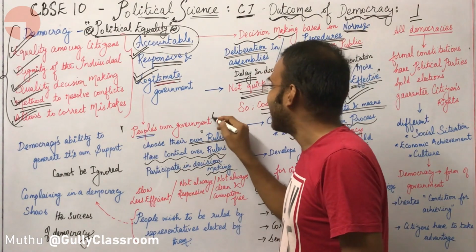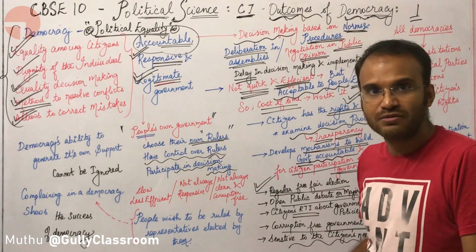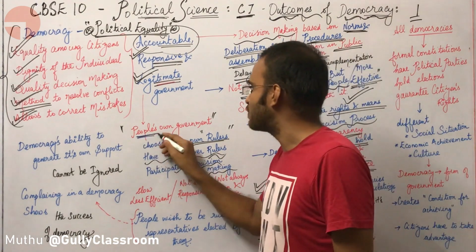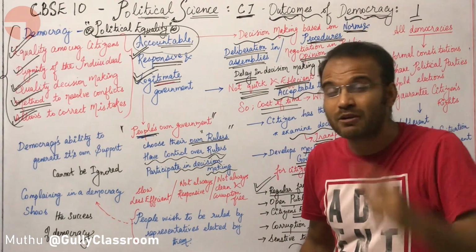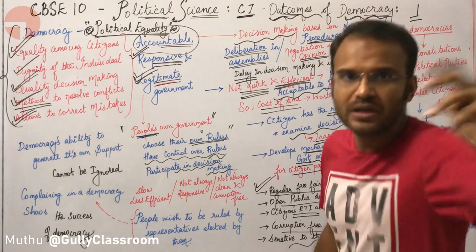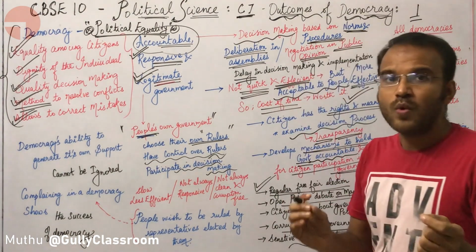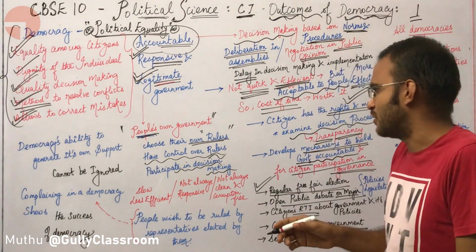These people will also be made to participate in local decision making, right? Because people are electing their own representatives, they are forming what will be called people's own government. So what government are they forming? People's own government. Okay sir, what are the parameters with respect to this?